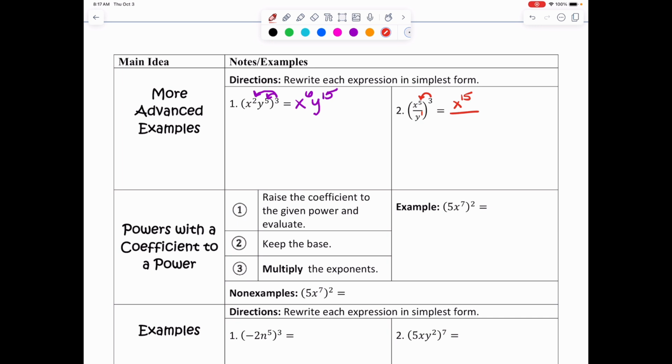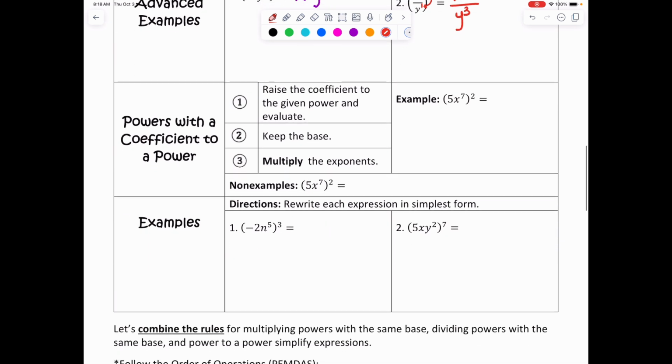Then on the bottom, y to the 1st, we want to make sure we multiply these exponents as well. 3 times 1 is 3, so this would be keep the base of y and have an exponent of 3. So you can see how it works in both scenarios. Now, just as before, we will have expressions that may have a coefficient involved. So first, when you look at the example, you'll see inside the parentheses is 5x to the 7th.